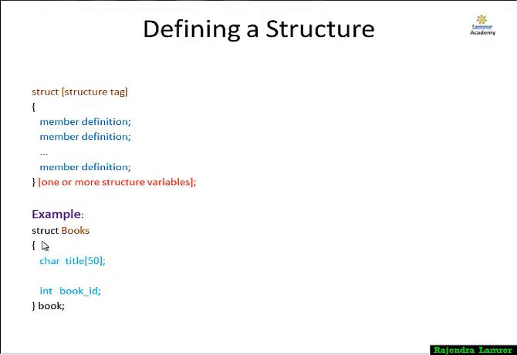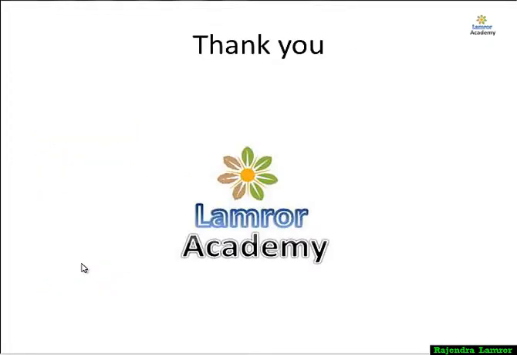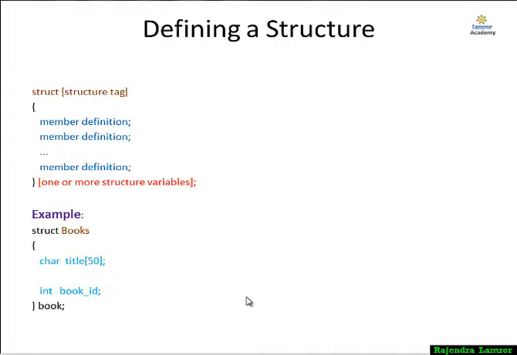So here I am showing one example of how to create the structure. Here the struct keyword is used for creating the structure. Book we are using, and after that we create a character title of 50, and int book id. So I have created the book. Now I am showing you one example.